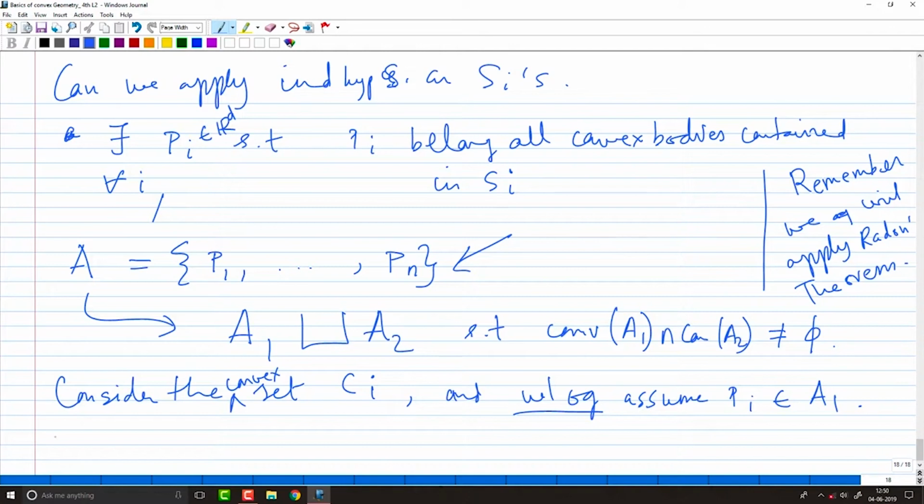Okay. Good. So now, observe this. For all Pj with i not equal to j, Pj belongs to Ci. Is this true or not true?